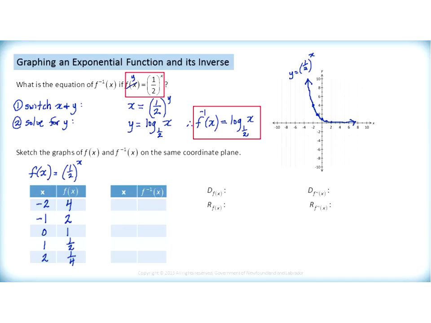In order to graph the inverse function, all we need to do is switch the values of x and y in the original table of values. So to graph f inverse of x equals the log of x to the base of 1/2, -2 and 4 will now become 4 and -2. The point -1 and 2 becomes 2 and -1.